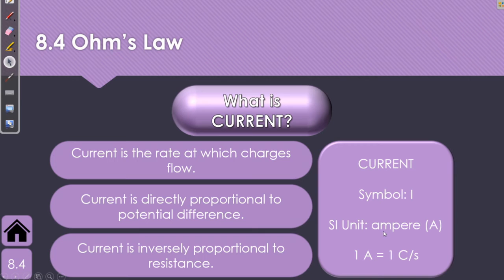And the unit for current is an ampere, or sometimes we just say amp for short, and it's abbreviated with a capital A. 1 ampere is equal to 1 coulomb per second. So if a wire has 1 amp of current flowing through it, then that means that 1 coulomb worth of charge is passing through that wire each second.